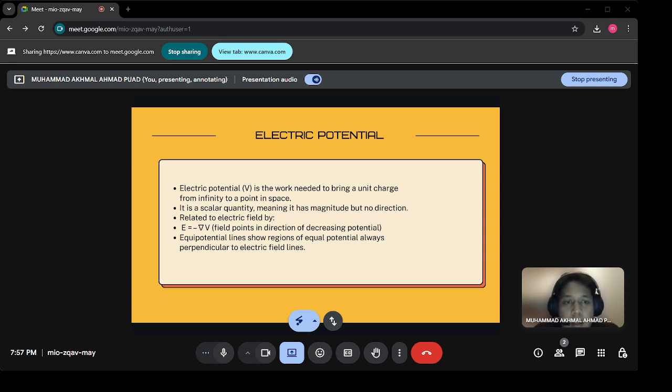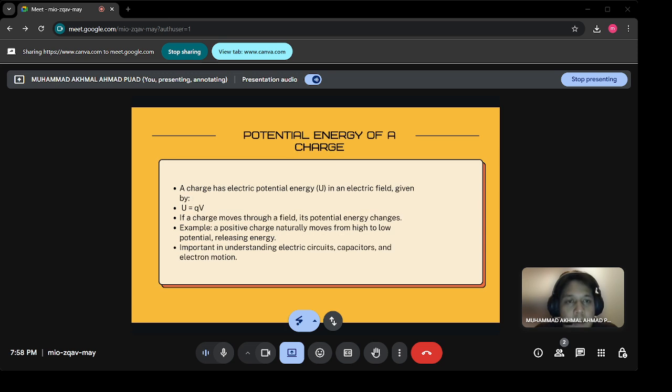So, for the electric potential, it is the work needed to bring a unit charge from infinity to a point in space. It is a scalar quantity, meaning it has magnitude but no direction, related to the field by E = -∇V. Fields point in the direction of decreasing potential. Equipotential lines show regions with equal potential, always perpendicular to electric field lines.